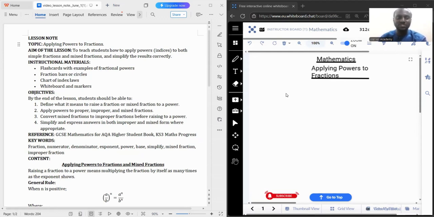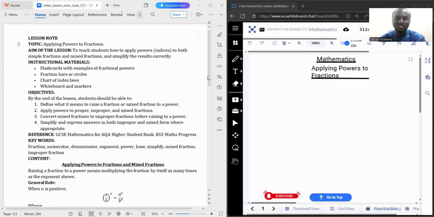At the end of this lesson, our objectives are: 1. To define what it means to raise a fraction or mixed fractions to a power. 2. Apply powers to proper, improper, and mixed fractions. 3. Convert mixed fractions to improper fractions before raising to a power. 4. Simplify and express answers both in proper and mixed form where appropriate.